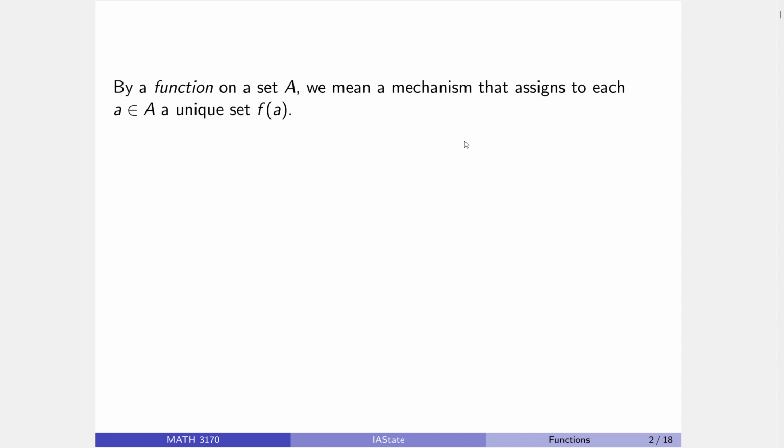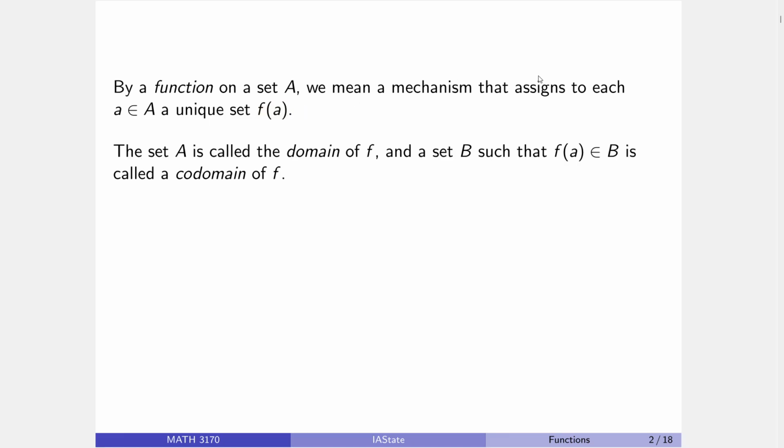All right, so let's remind ourselves what we are actually talking about. By a function on a set A, we mean a mechanism that assigns to each element out of the set A a unique set, which is denoted as f of a. So a function just takes input, gives us output. The set A is called the domain. These are the admissible inputs. A set B, so that f of a belongs to B for all a, is called a codomain. And when we announce a function, we'll write f colon A arrow B to indicate that f takes elements in A and sends them over to B.